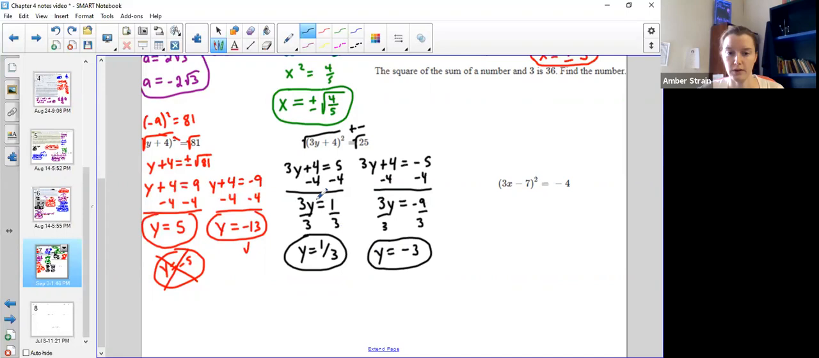And again, if I was concerned, I could plug these back in to double check. 1/3 times 3 would be 1. 1 plus 4 is 5. 5 squared is 25. Negative 3 times 3 would be negative 9. Negative 9 plus 4 would be negative 5. Negative 5 squared is 25. It all checks out.